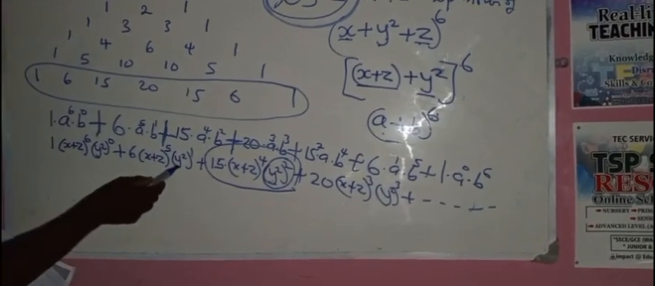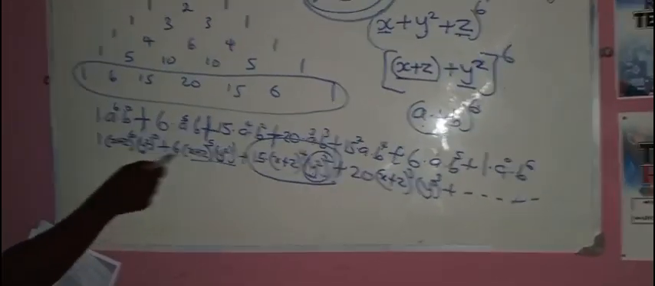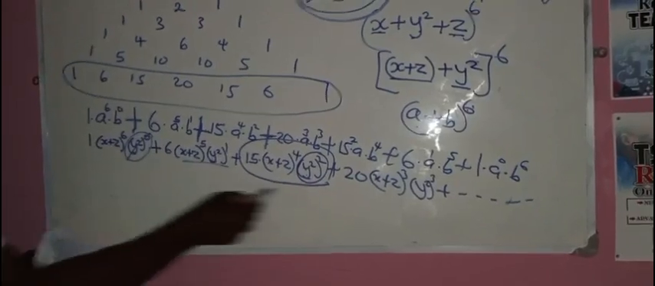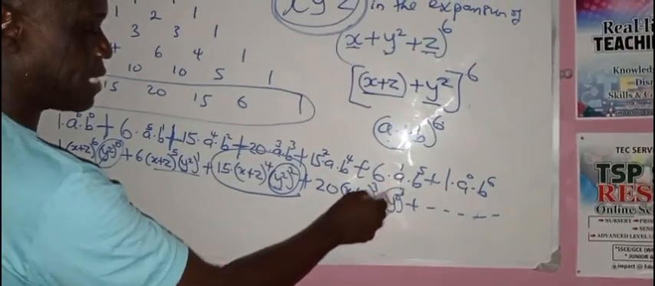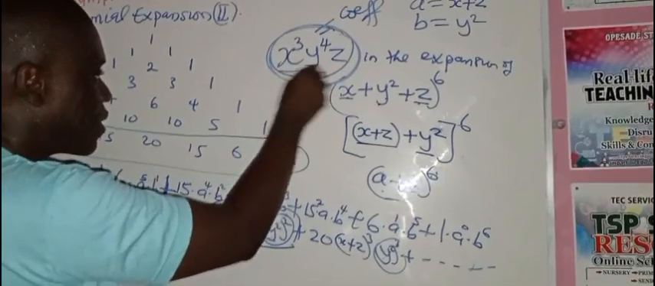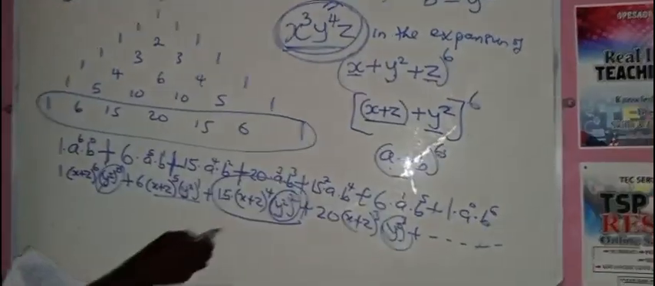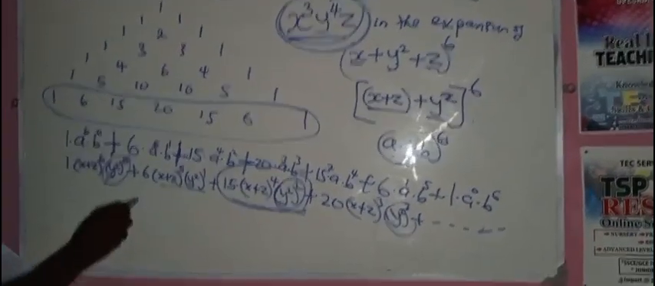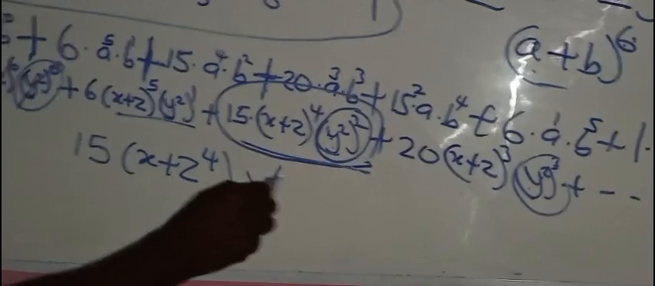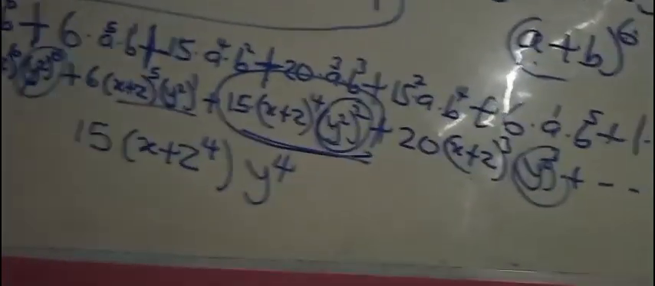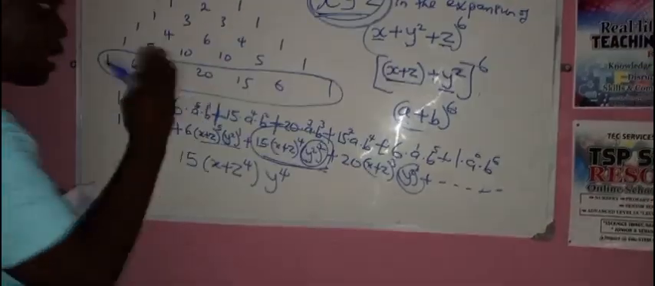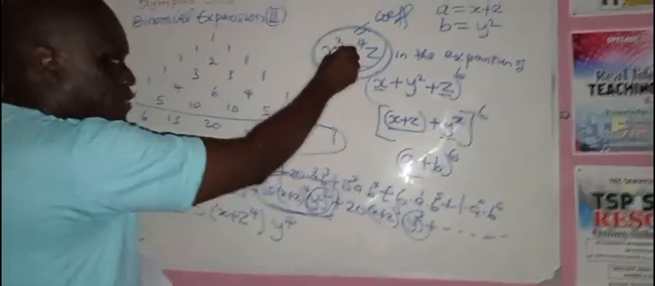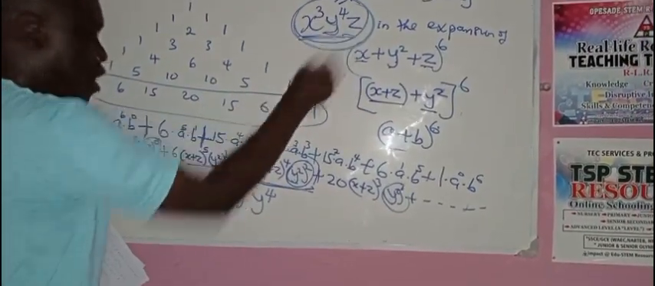Others will not give you y raised to power 4, because this one is giving y raised to power 2, this one y disappears completely, this one y squared raised to power 3 is y to the 6. So you will now pick this 15 into x plus z raised to power 4. This is already y raised to power 4. Do you understand that? This is logical. There's a particular one they are asking to find the coefficient, and since you have seen y here, this other one will come out from this.